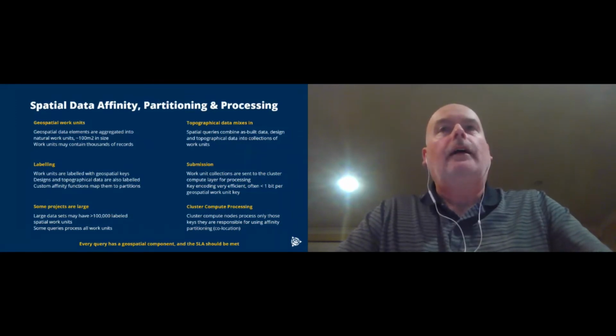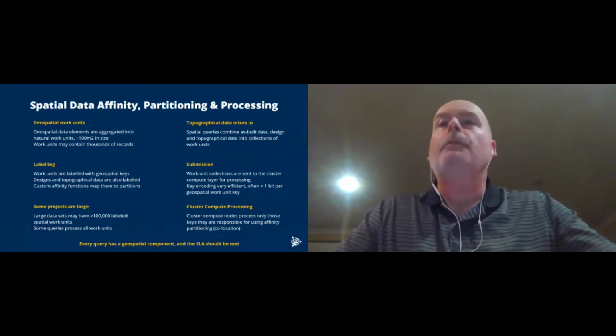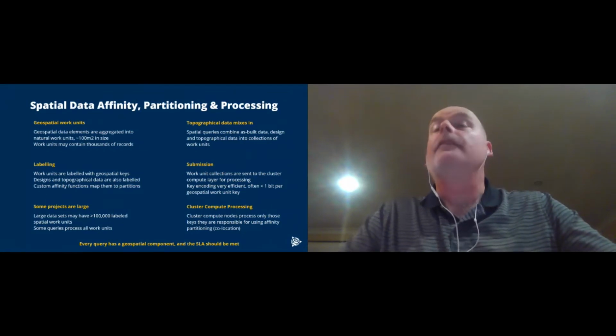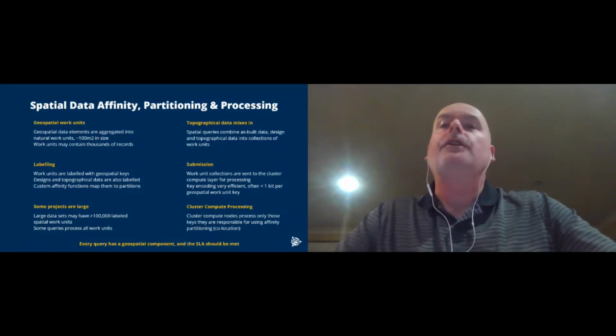Moving on, we mix in topographical data. Queries into our system are almost universally spatial, and they combine the as-built data, the design data, and topographical data into collections of work units that are ultimately submitted through a submission process into the cluster compute processing.